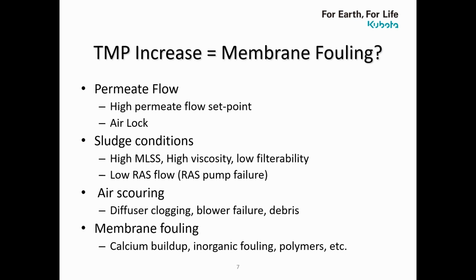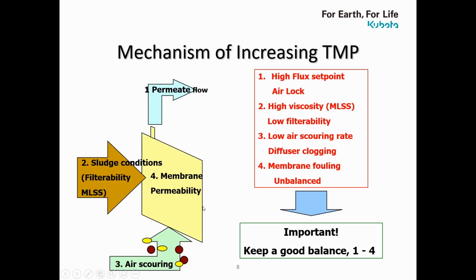Then air scouring. If you have an issue at the diffuser, let's say all the diffusers are clogged, you can eventually start fouling the membrane. And other fouling materials, like calcium or inorganic fouling materials, or even organic fouling materials, can build up on the surface of the membrane. These will cause TMP increase, and when we do troubleshooting, we check these things one by one.